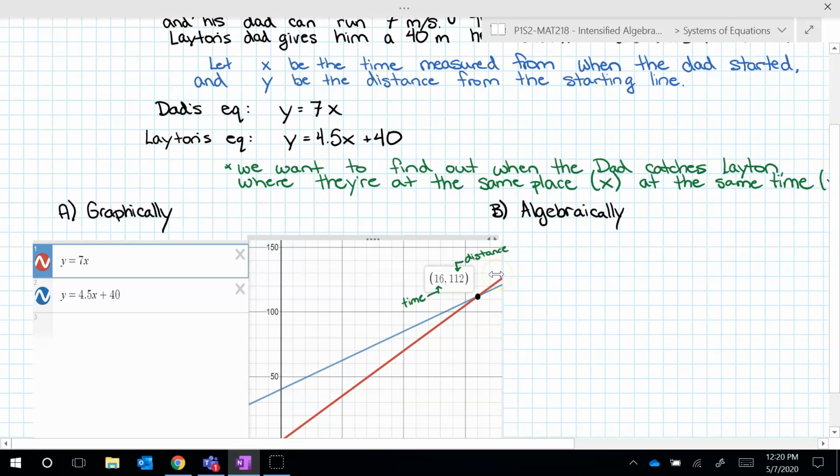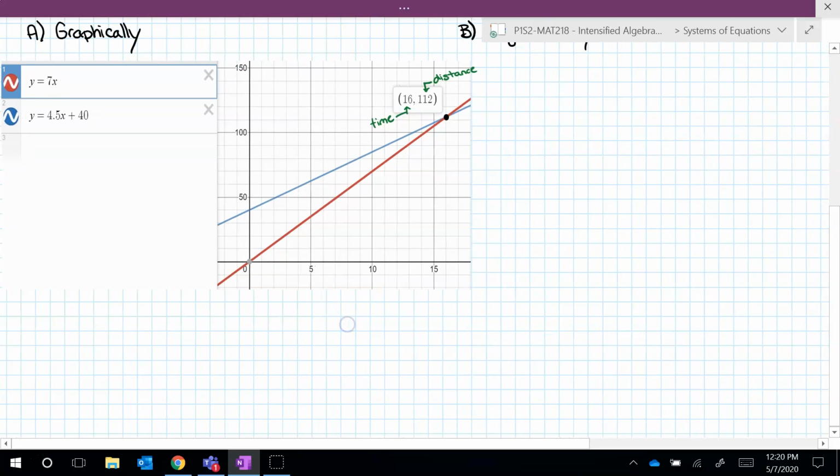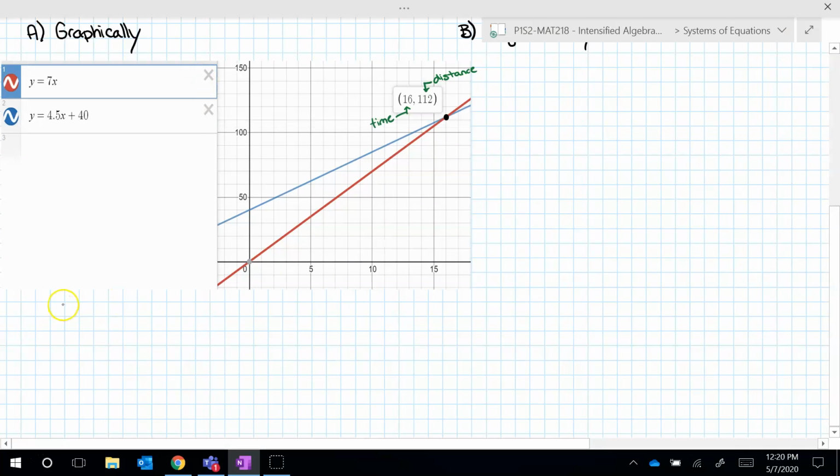The solution to the system of equations, right? That it took the dad 16 seconds to get to him 112 meters later. So my solution to the system, this is what we call this. The solution is 16, 112. So x equals 16 seconds. And the y is 112 meters. And so I know since the dad was behind the whole time, the kid won the race.